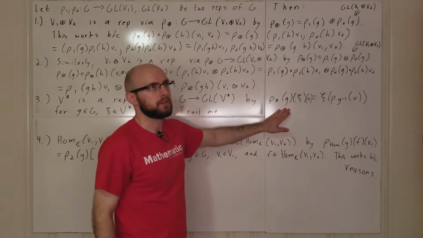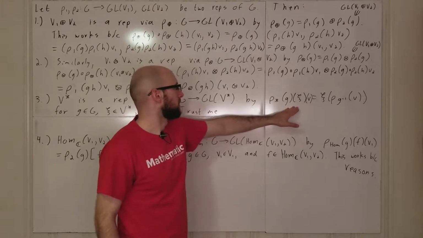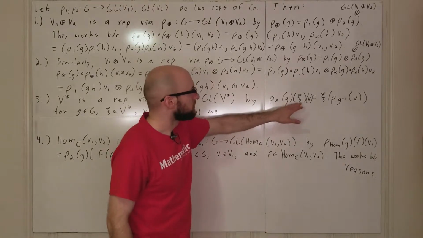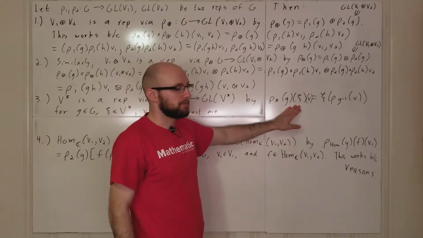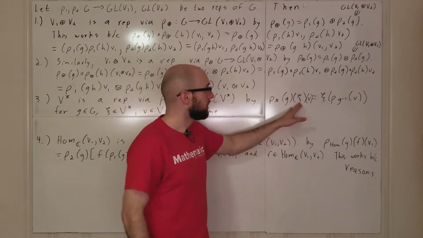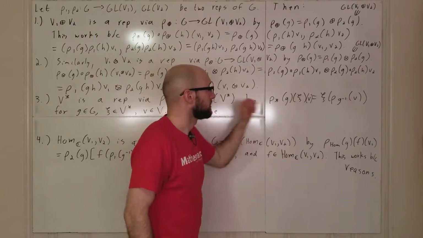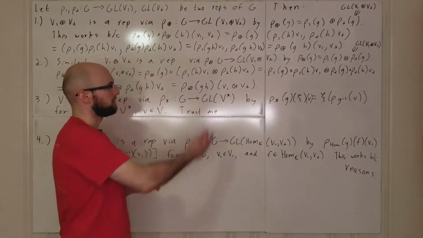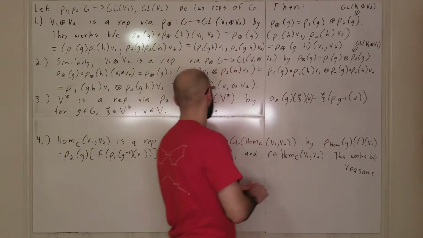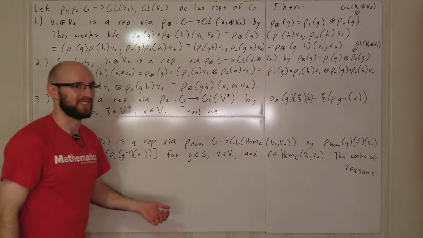And so to figure out what this is, we have to figure out what it does for each xi in V star. So rho star of g of xi is going to be a map from V into C. So in order to figure out what this is, we have to evaluate this at v. And so this will give us some complex number. And the way we do it is we just evaluate xi at rho sub g inverse of v. And this is for all these things in here.